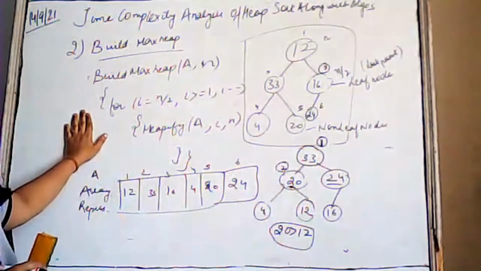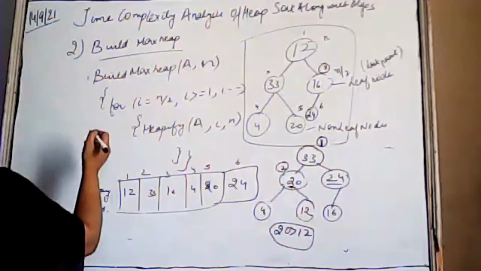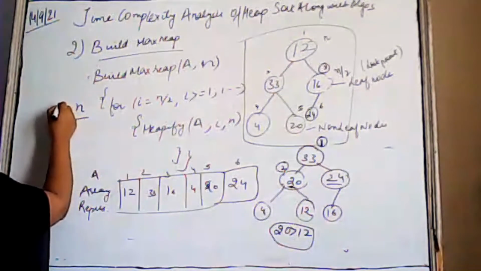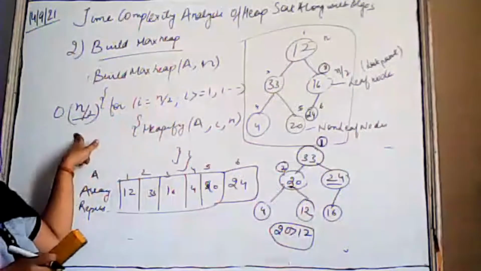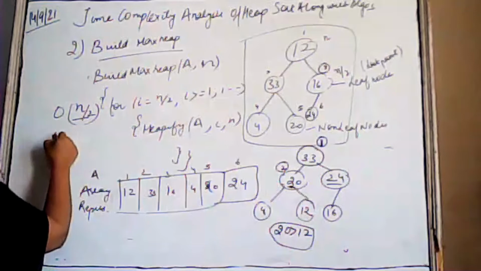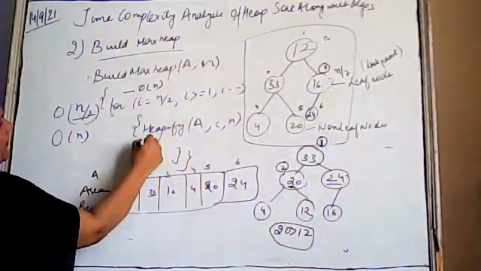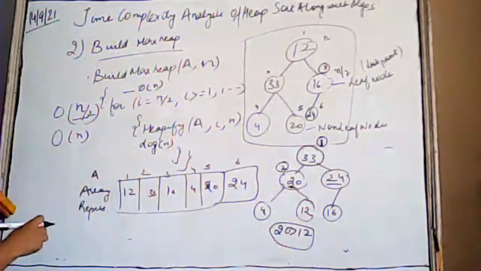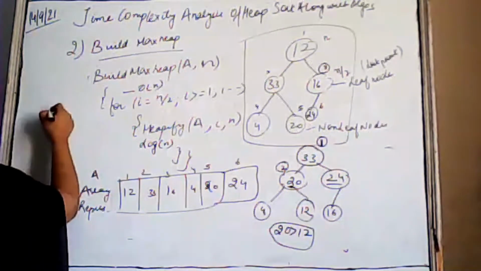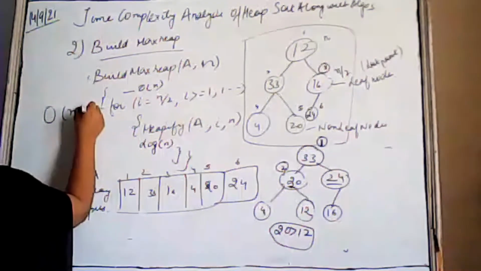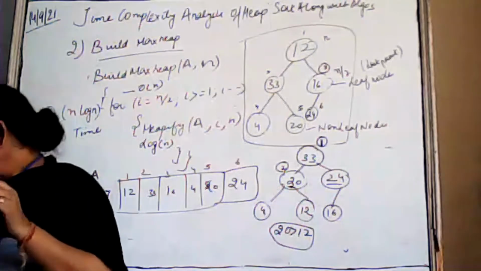This is how heapification is performed, and how much time does it take? This loop takes O of n by 2, because you have taken half of the tree, and n by 2 is nothing but order of n time. Whereas heapification is taking log of n time, because I have already proved that. So this build heap process will take O of n log n time.